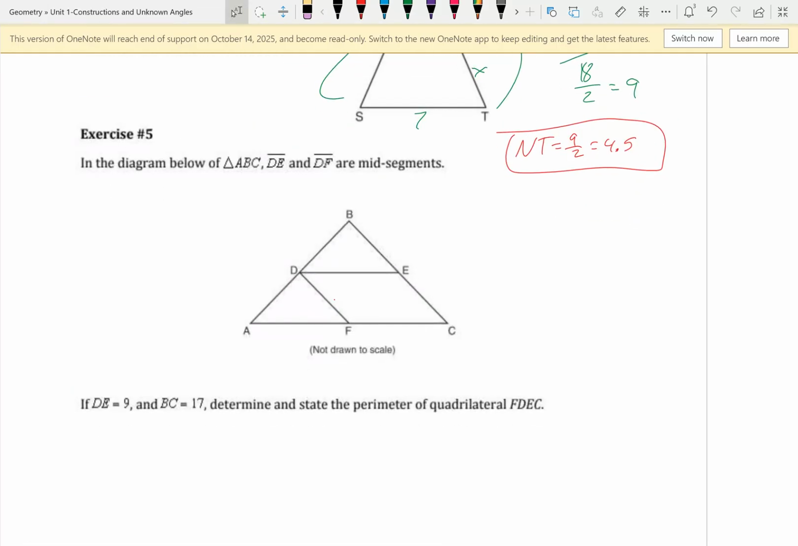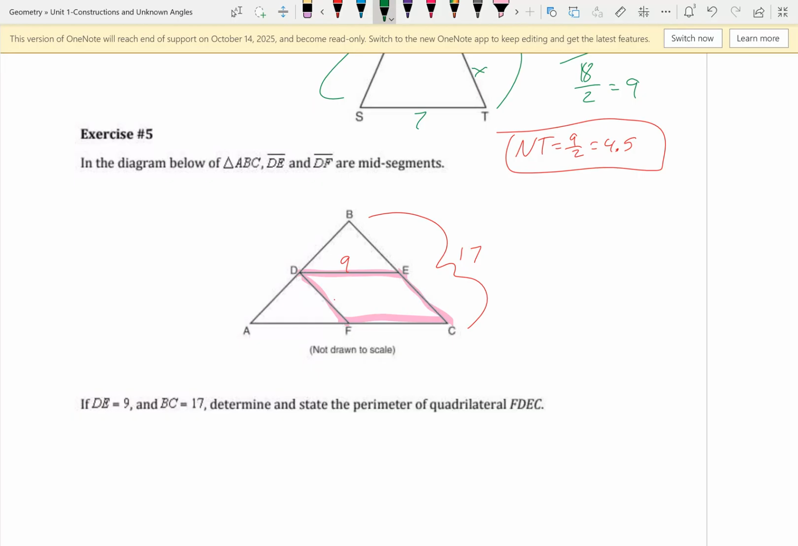And the last one is in the diagram below of triangle ABC. DE and DF are midsegments. If DE is 9 and BC is 17, determine and state the perimeter of quadrilateral FDEC. So we have one of those sides so far.